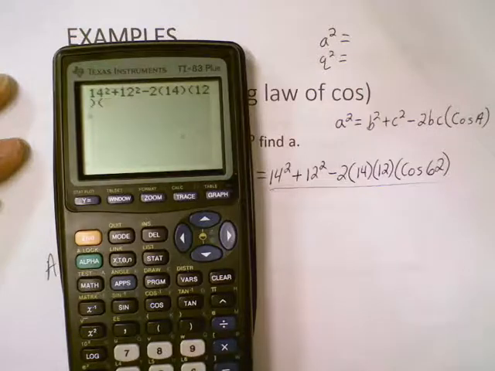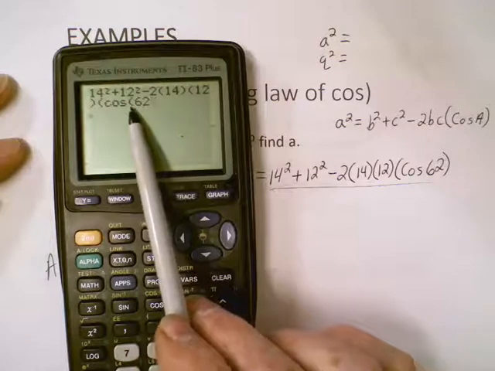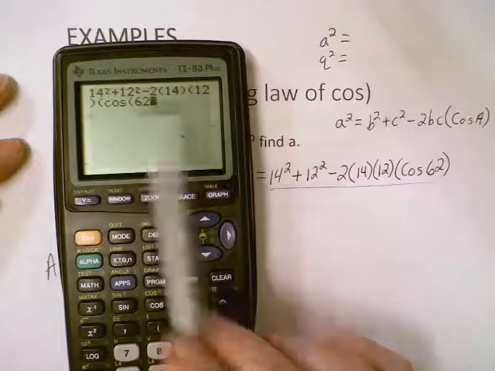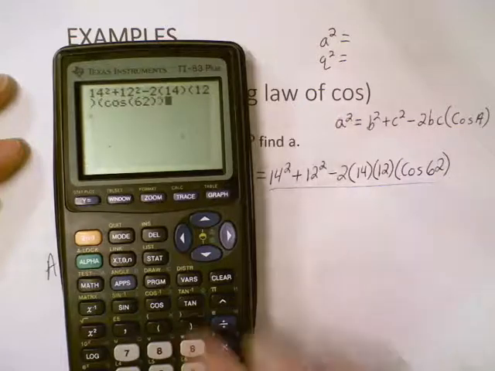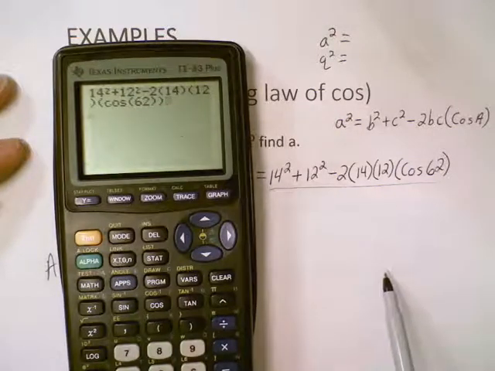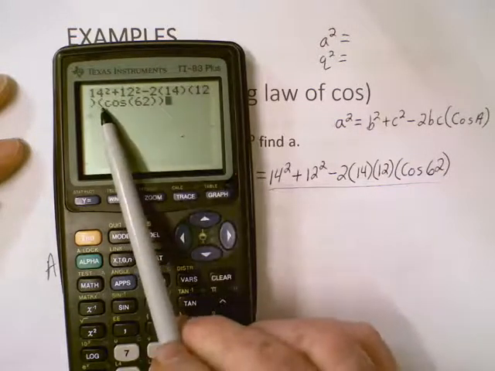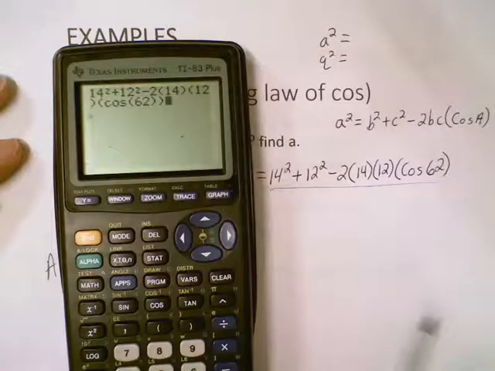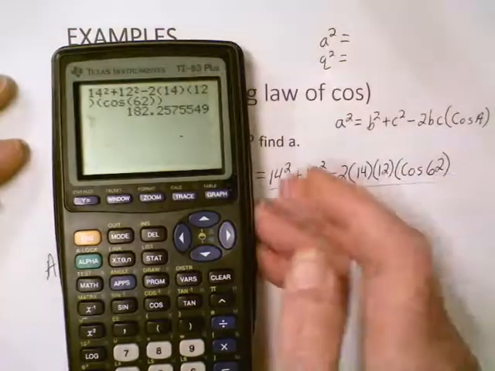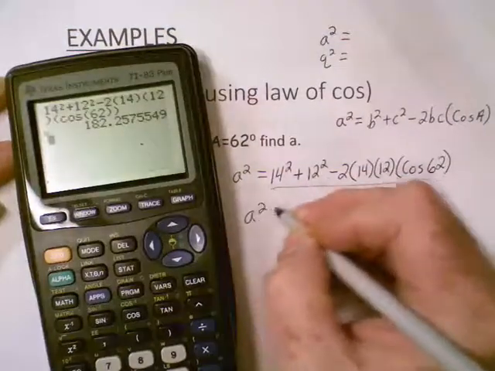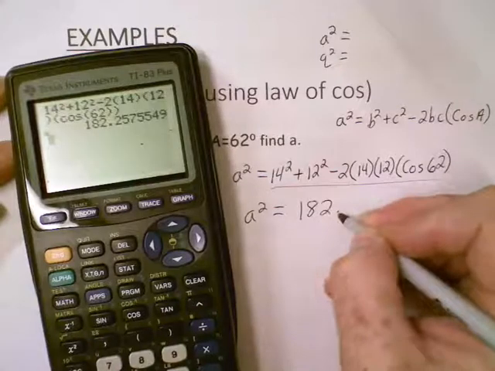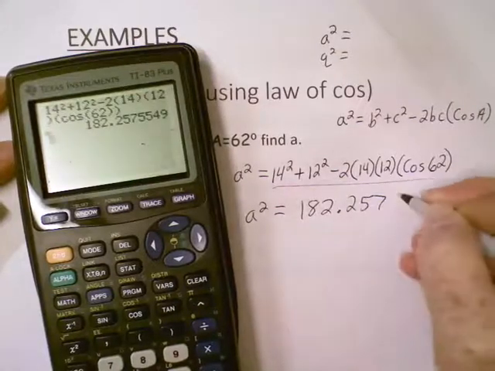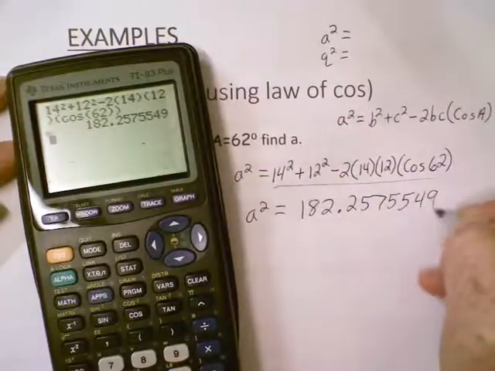new parenthesis, cosine 62. Now the bad thing here is that my calculator puts in an extra parenthesis right there, so I actually have to close two parentheses, because I have to close this one that I put in and that one that they put in. Then I hit equals and it gives me this number. So a squared equals 182.2575549.